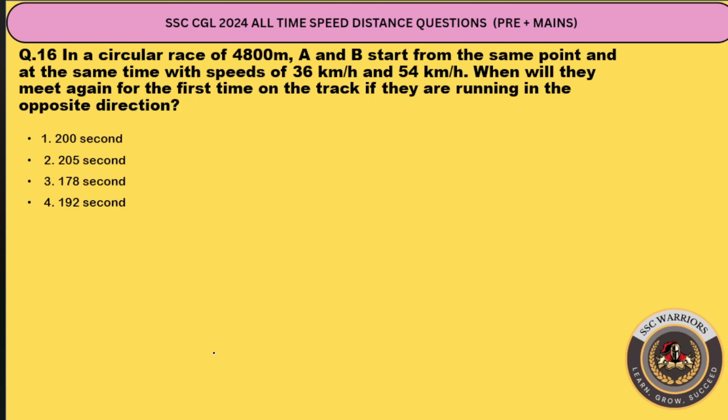Next, in a circular race of 4,800 meters, A and B start from the same point at the same time with the speeds of 36 and 54. When will they meet again for the first time if they are running in the opposite direction? So in opposite direction, speed will be added. So 36 plus 54, that is 90.